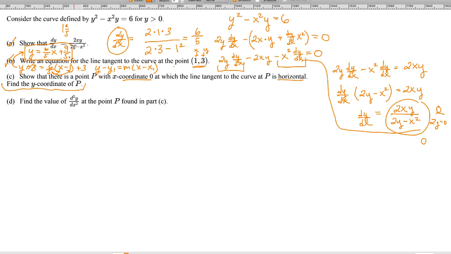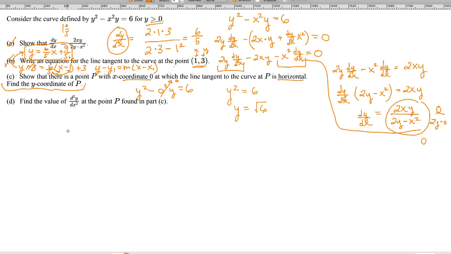You plug in 0 for x in the original curve, and you solve it for y. This is going to be 0 squared times y equals 6. 0 squared is 0, times y is 0, equals 6. Now this gives you two values for y, but what gives it away is that y must be positive.